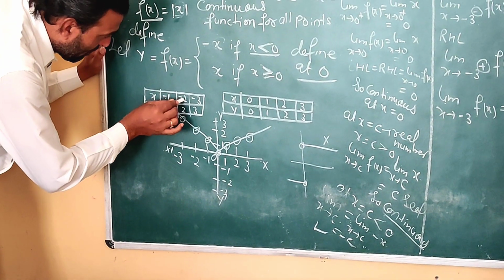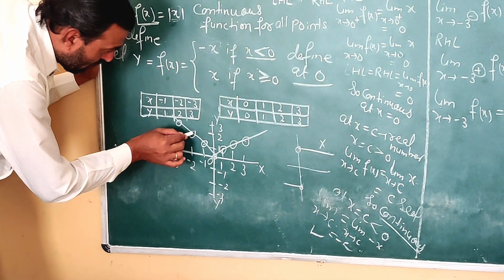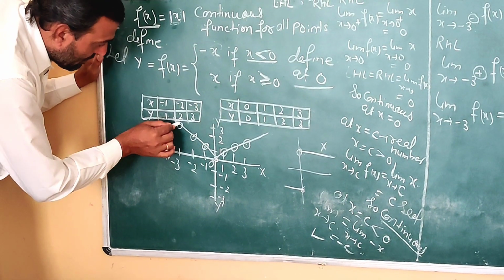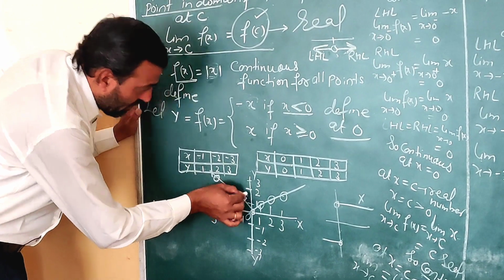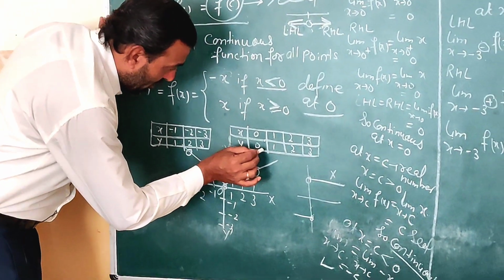X is equal to minus 2, y is equal to 2, this is the point minus 2, 2. Same as minus 3, 3. We get these 3 points. Now we discuss this table.